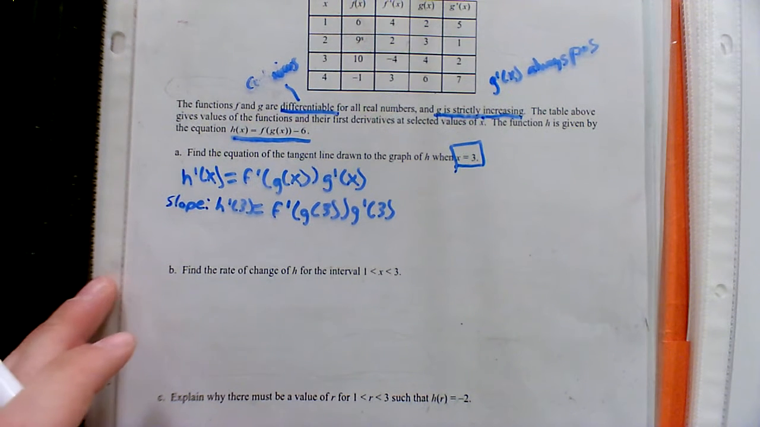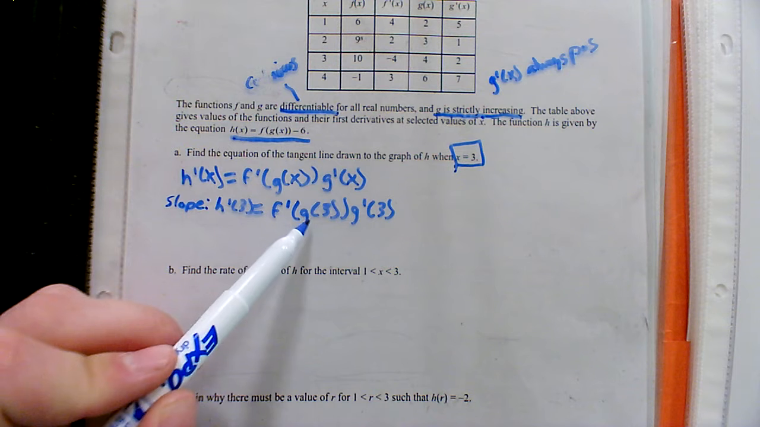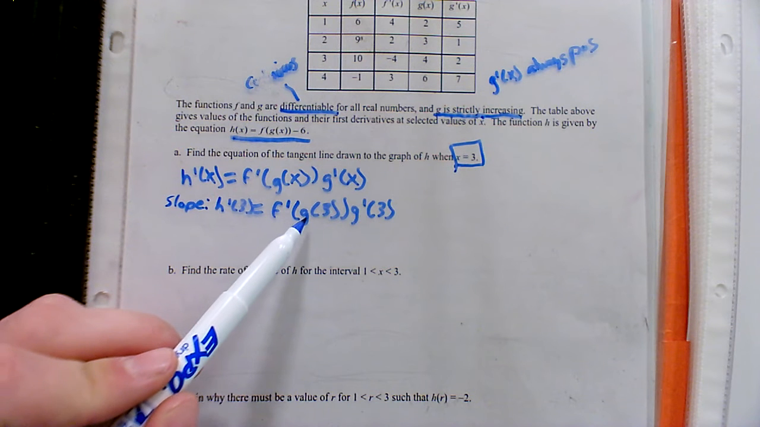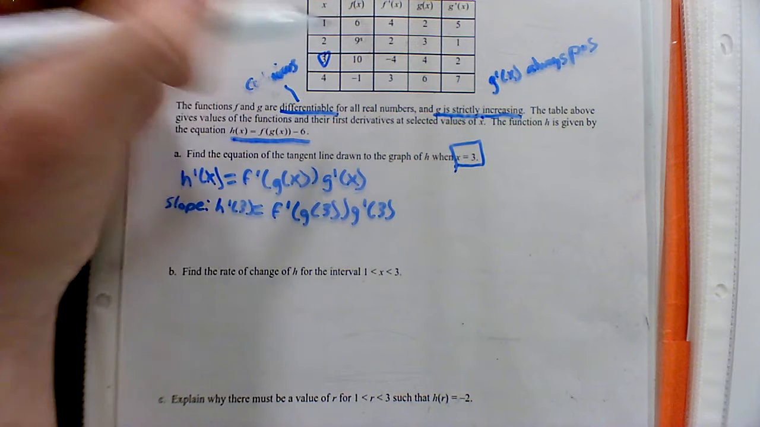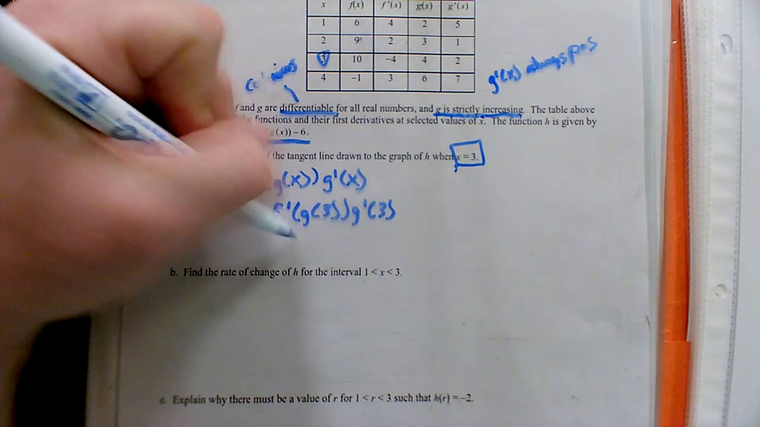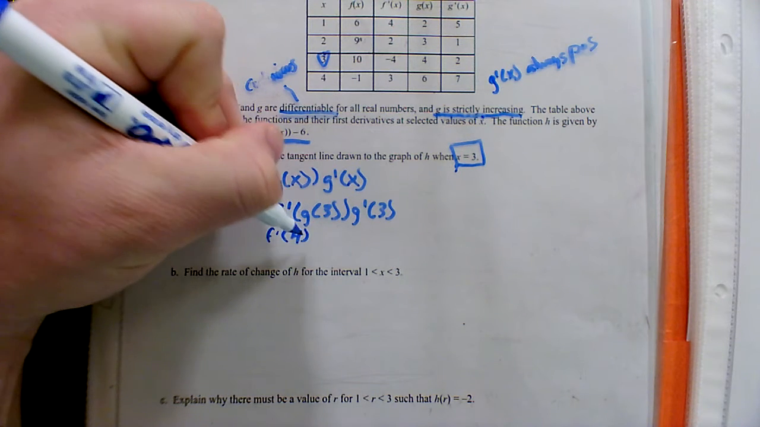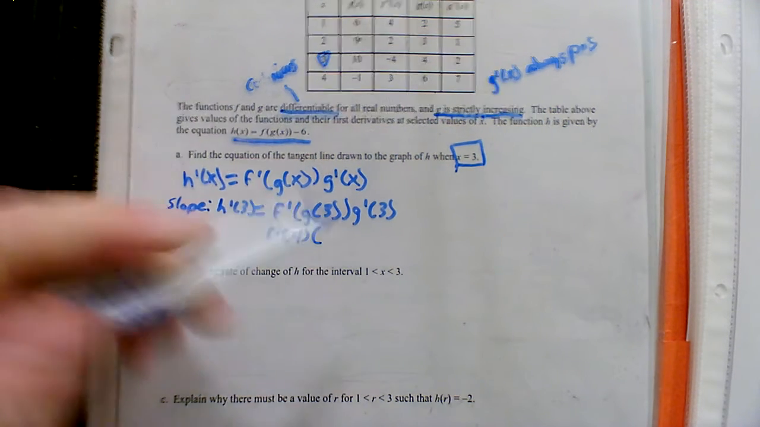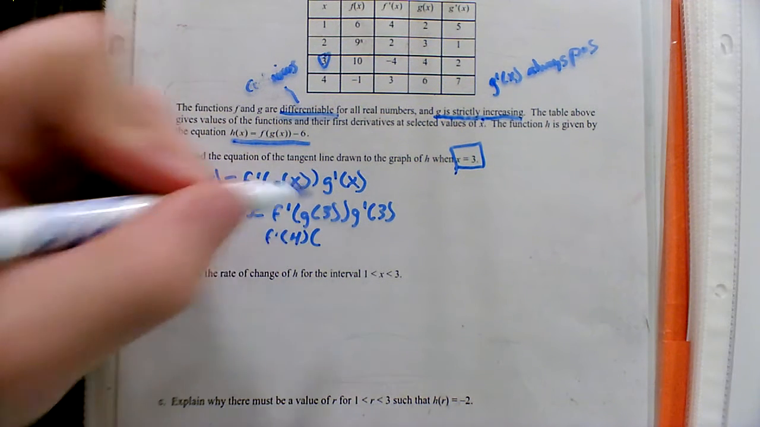So now we have to actually use the table. We don't actually know what the function is, but we have the table up above with the selected values. So g of 3. What is the value of g of 3 using the table? Find 3 and go to g of 3. What is it? 4. So I have f prime of 4 now. And that's multiplied by g prime of 3. Well, what is g prime of 3? 2.